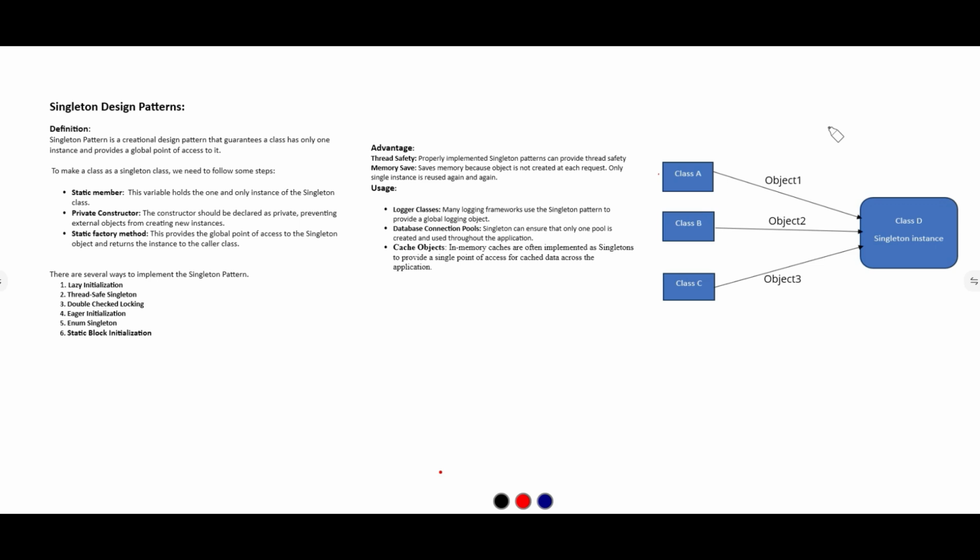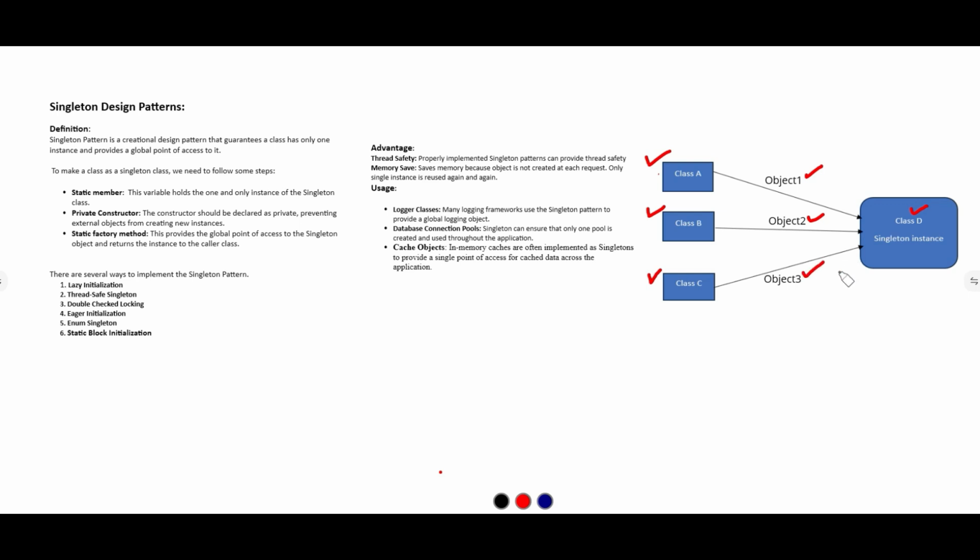Okay, now coming to this diagram so that you can understand properly. I have three classes, class A, class B, and class C. All three classes are accessing this class D. When class A is accessing class D, then object 1 is created. When class B is accessing class D, then object 2 is created. When class C is accessing class D, then object 3 is created.